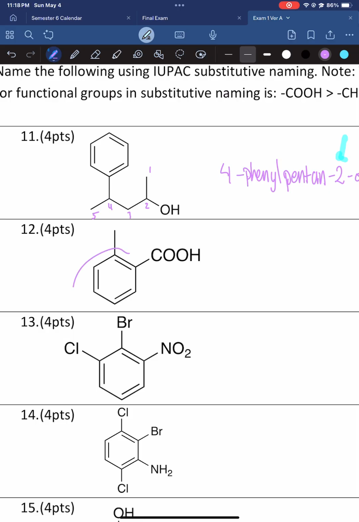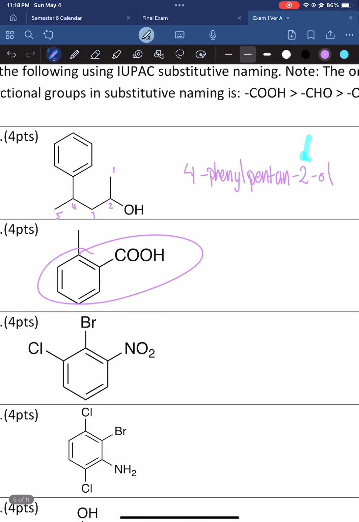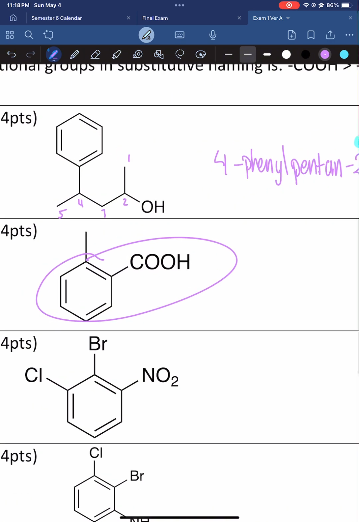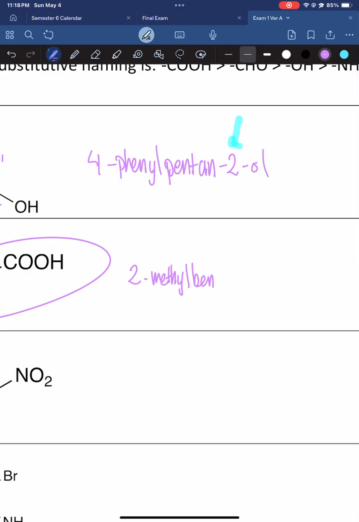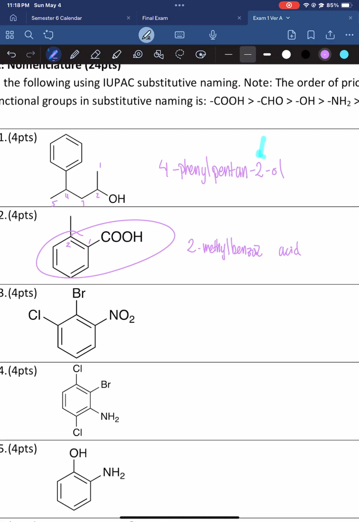This is one of your main parent chains that you guys should be familiar with. Do not forget them, right? This is going to be your benzoic acid. So we're going to start numbering here, and then obviously we're going to go to the left. It wouldn't make sense to go all the way around. So this is going to be 2-methyl, and this is benzoic space acid. Don't forget the space. Let's look at question 13.